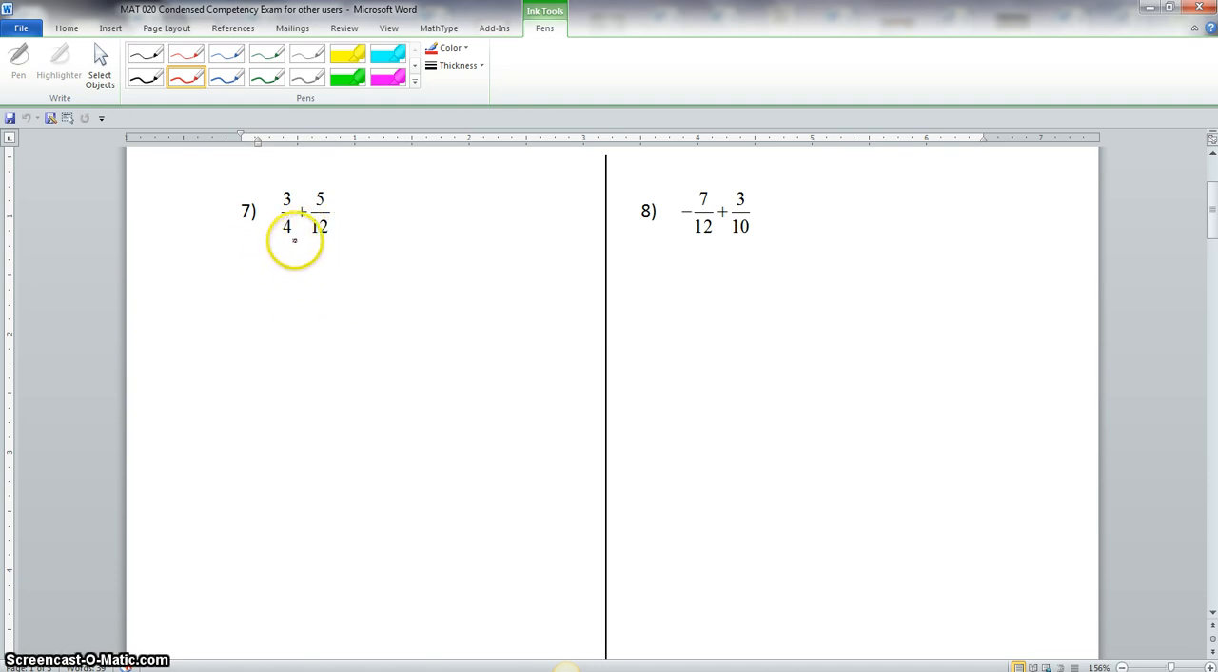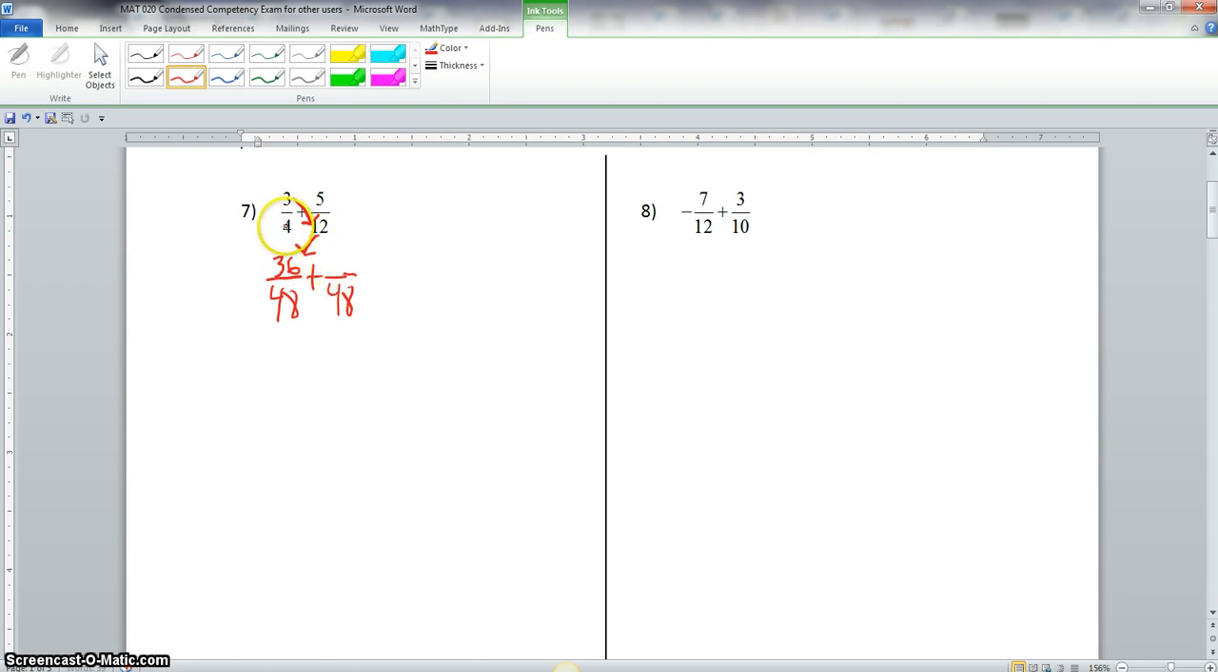The first thing we would do to find the common denominator is multiply 4 times 12, which we know would give us 48. So that would be our common denominator. Now to get the numerator of the first fraction, we'll multiply the first numerator times the second denominator, and that will give you your new numerator. 3 times 12 is 36.